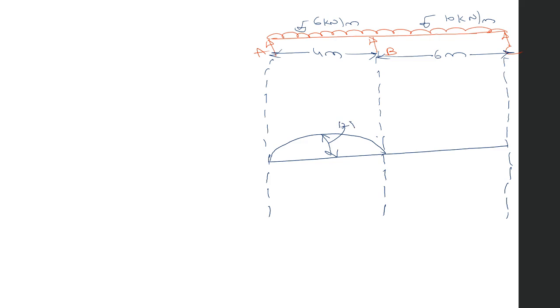And on BC, the same parabola shape for the bending moment, but the magnitude will be different because the length and the load will be different. Here this is 45 kilonewton meter. Now we know this bending moment diagram due to external loads.